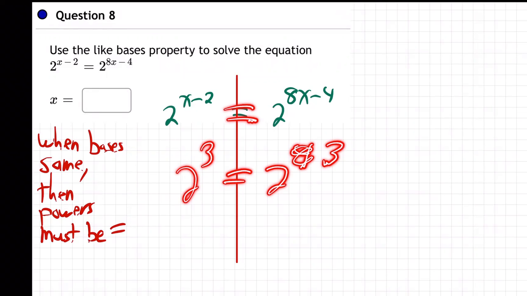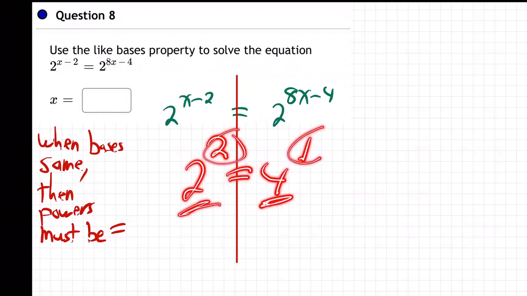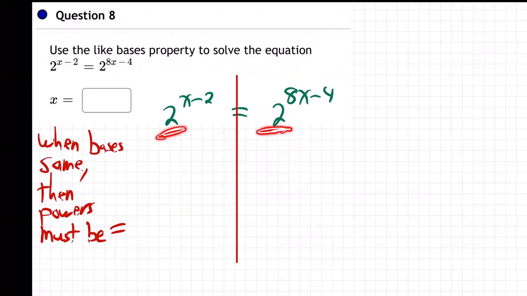You tracking with me? If the bases were different, if I had like 2 squared and over here I had 4 to the 1, those are equal, right? 2 squared is 4 and 4 to the 1 is 4. So you see, if you have different bases, then you could have different powers and they're still equal. That could be. But if the bases are the same, well, then the powers have to be the same also. If they were different, 2 to one of them wouldn't equal 2 to the other, would it? So that's how we know.